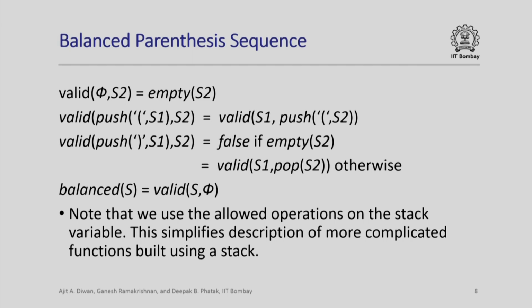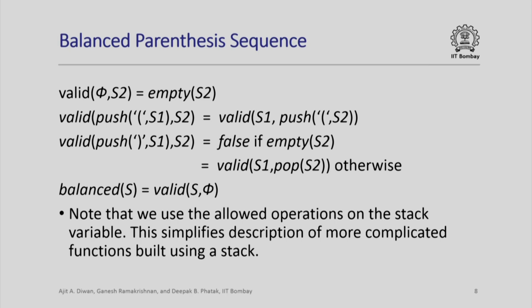Otherwise, I apply the pop operation to the stack S2. So I remove one left bracket from the stack S2, which matches with the right bracket that we have in S1, and now check whether the remaining sequence S1 matches with the remaining left brackets that remain in the stack S2. And the definition of the balanced function for a sequence S is defined to be valid of S comma phi. So I start with the empty stack and call the function valid with the sequence S and phi. If this returns true, then balanced S is true.